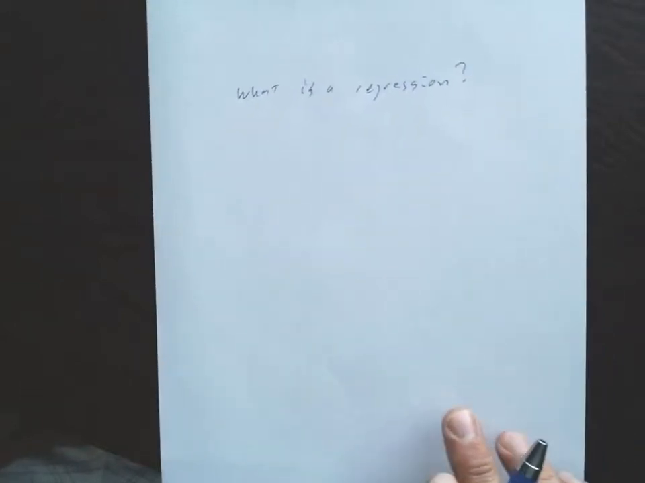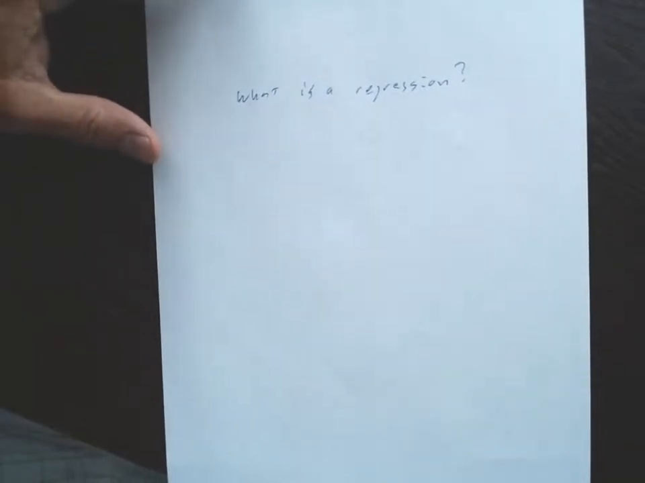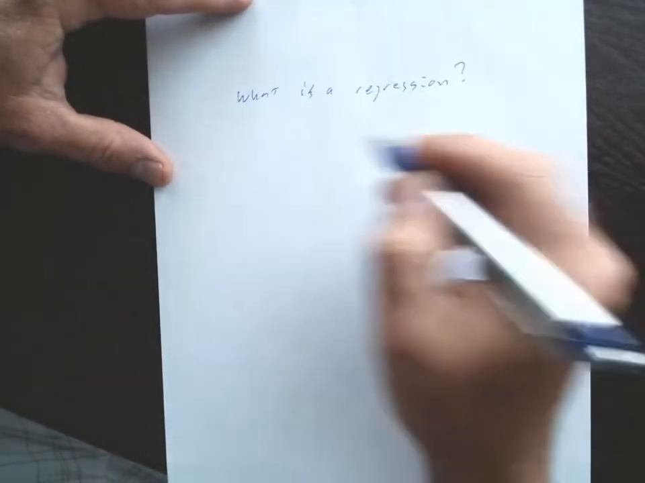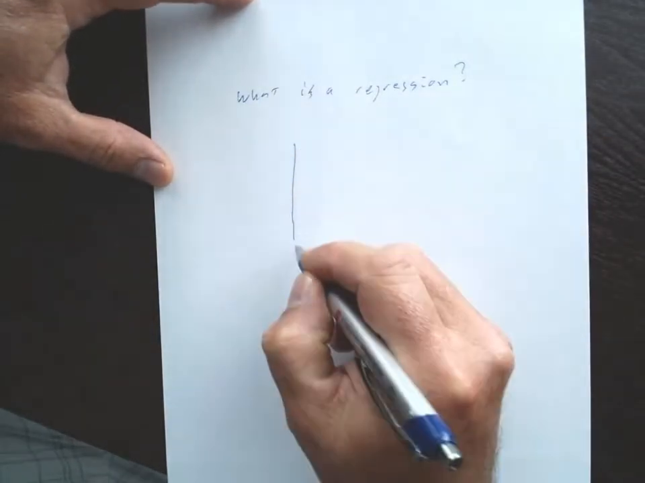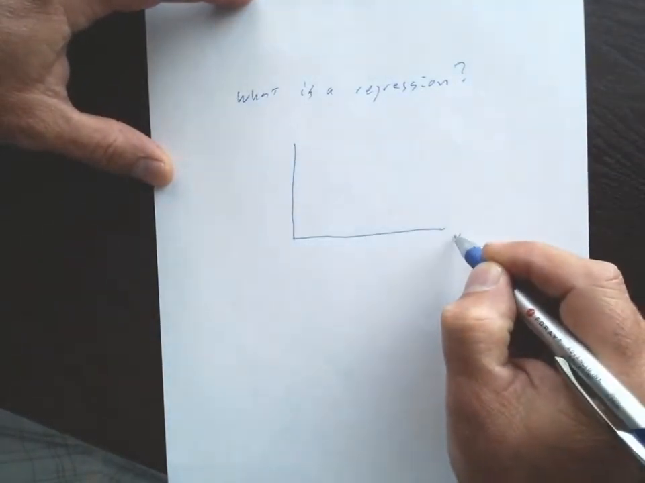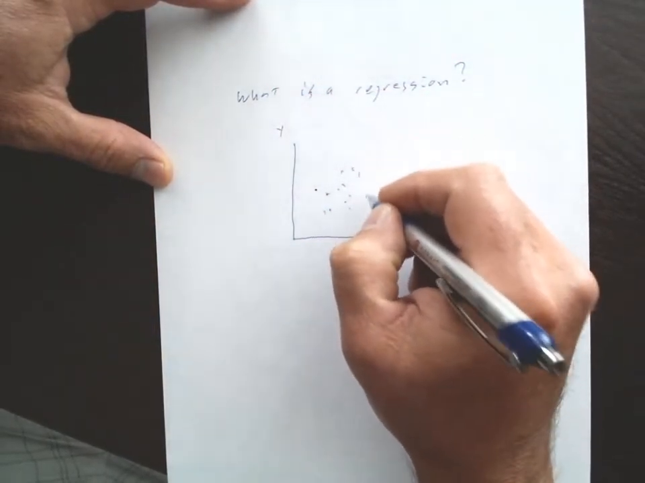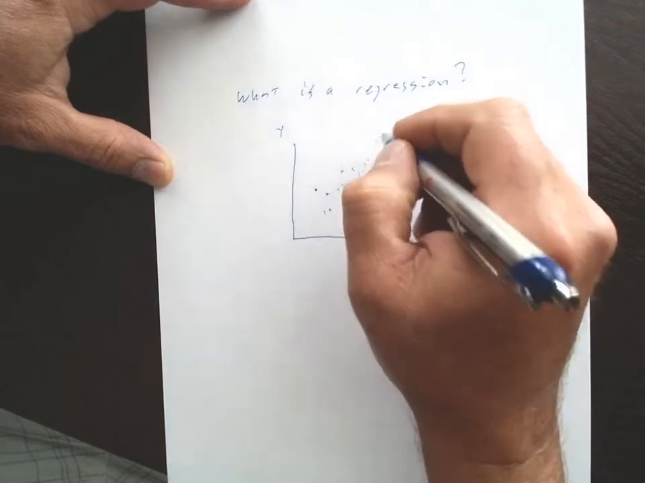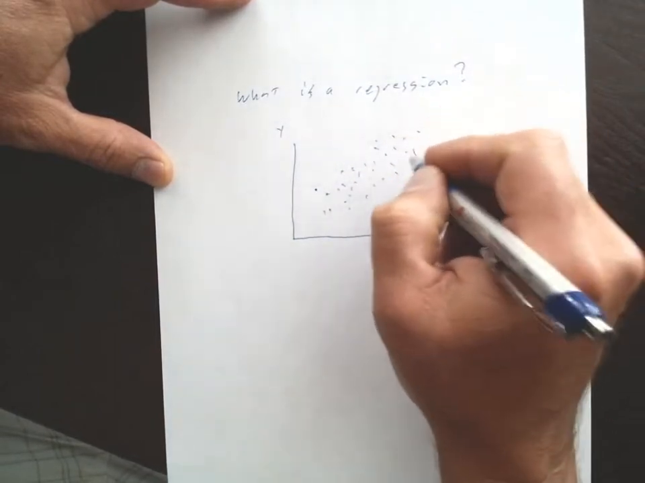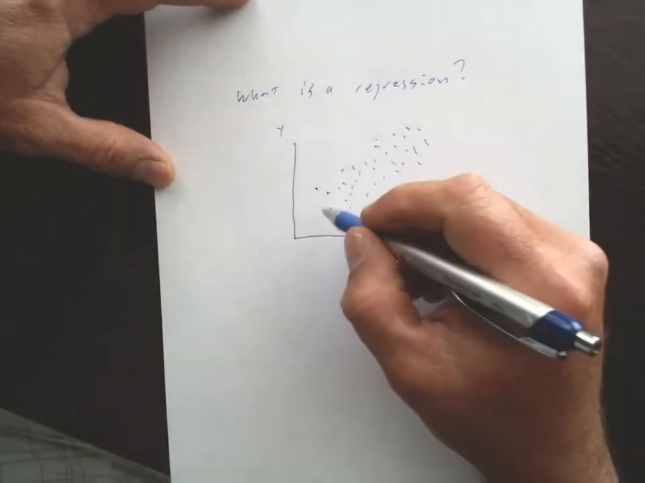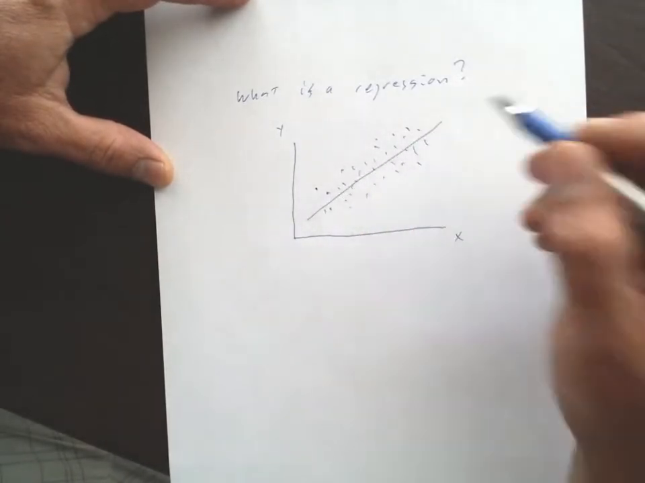So, what is a regression? A regression is simply an averaging line that splits a bunch of XY observations. Okay? That's what a regression is.